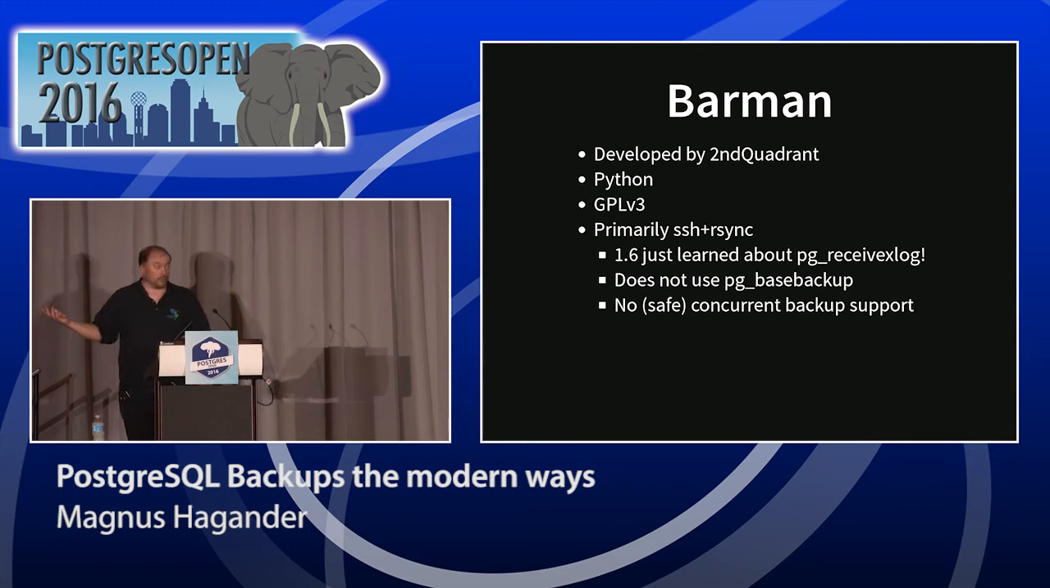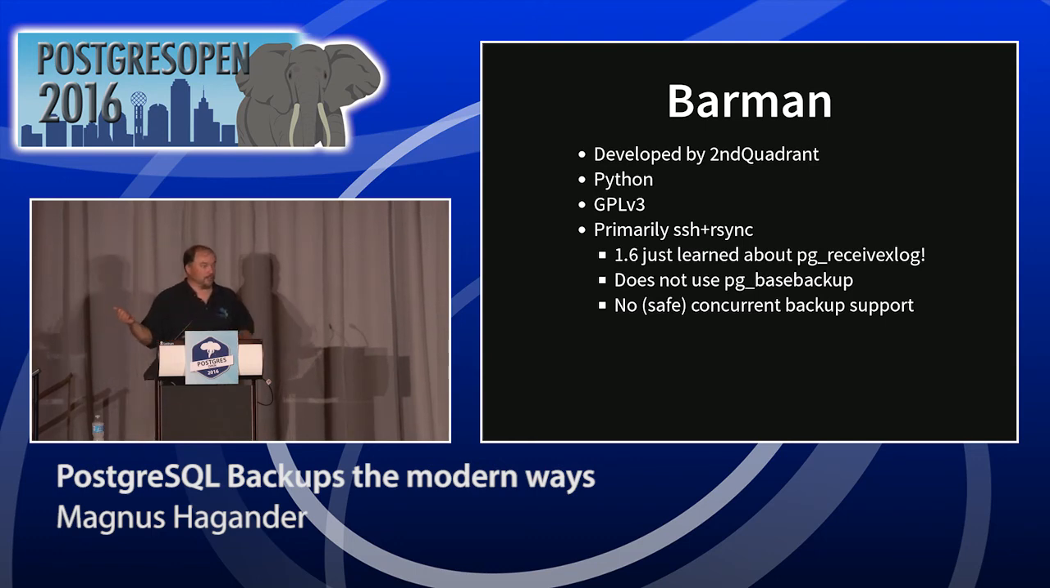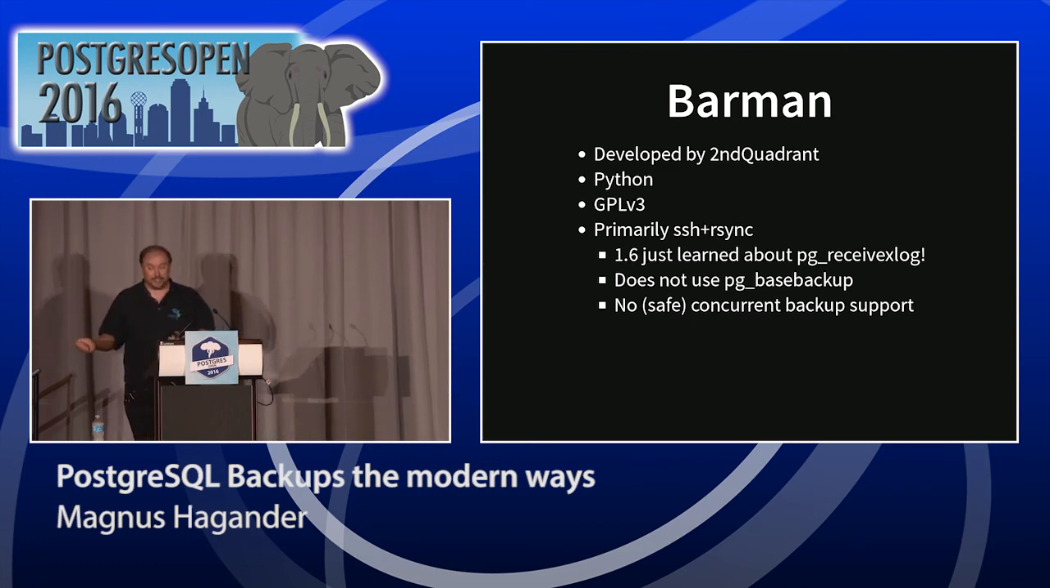Barman is built by Second Quadrant, one of the sponsors of this conference, and I'm sure you've seen them around in the Postgres world a lot. It's written in Python, if you care about that. Personally, I'd like not to have to care what my backup software is written in, because I like it to just work. I don't want to have to patch it. It's GPL v3. It primarily uses SSH and rsync to transfer both base backups and transaction log.